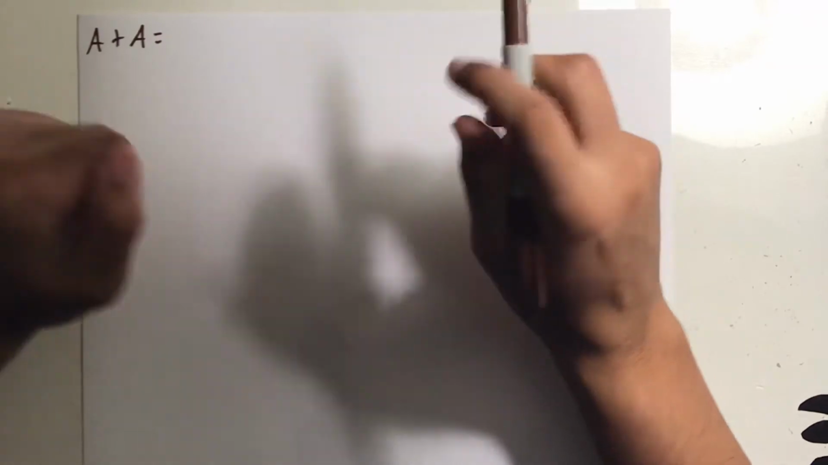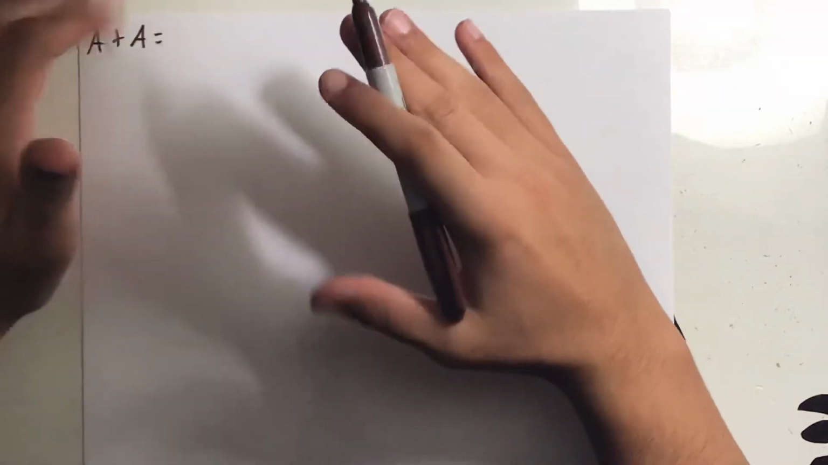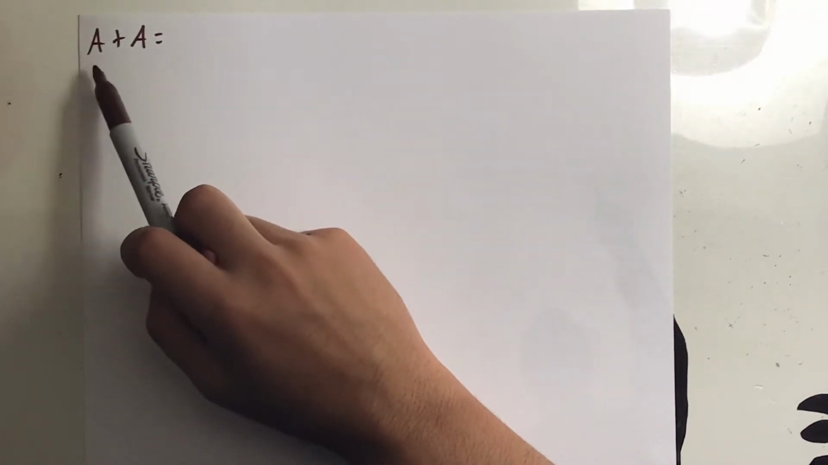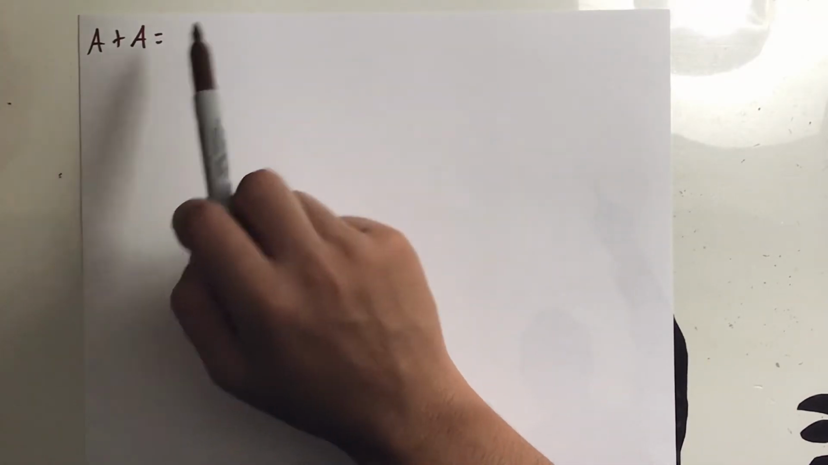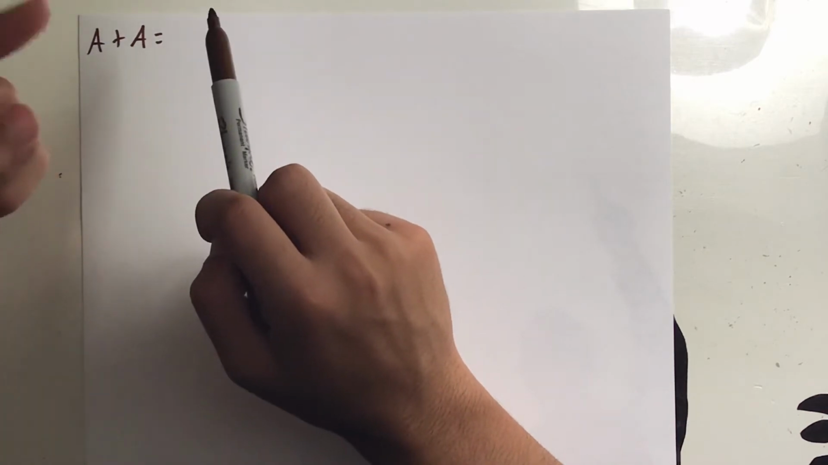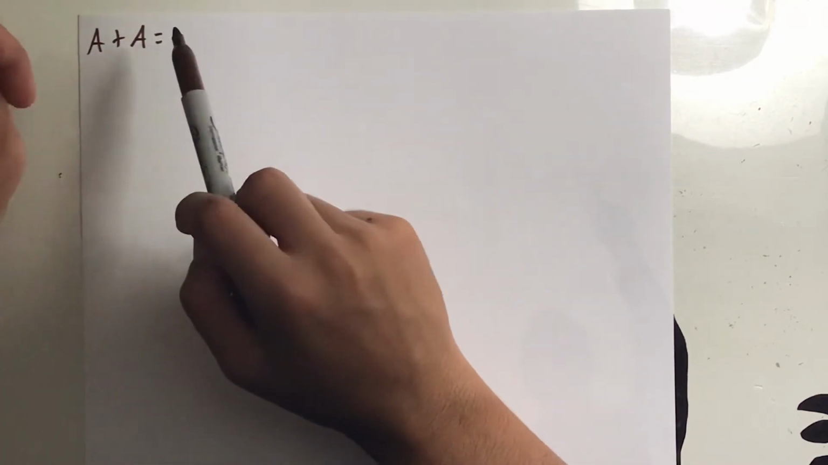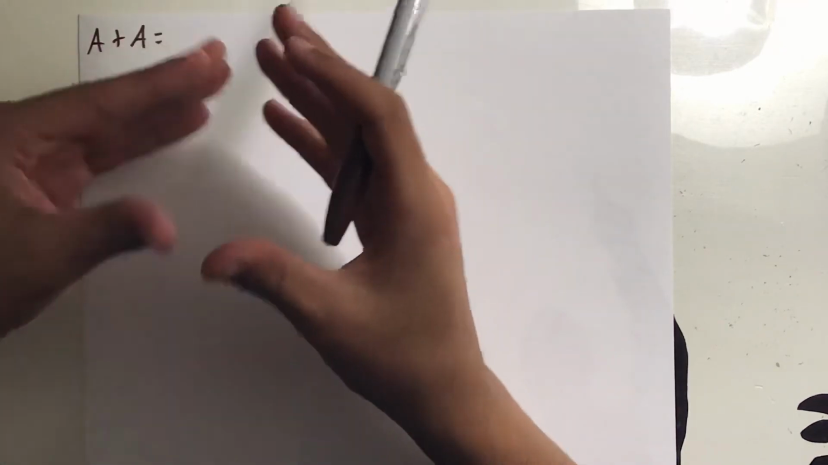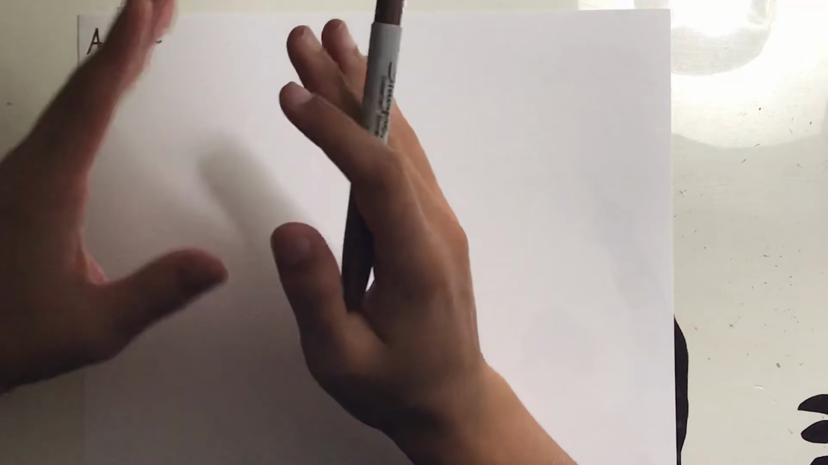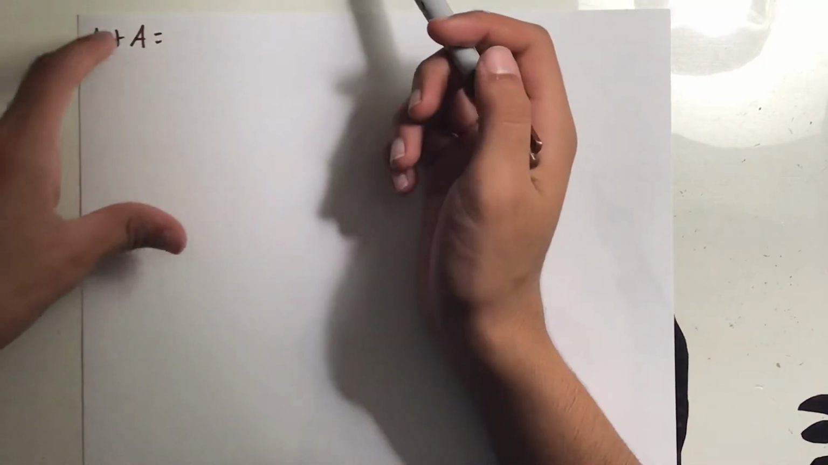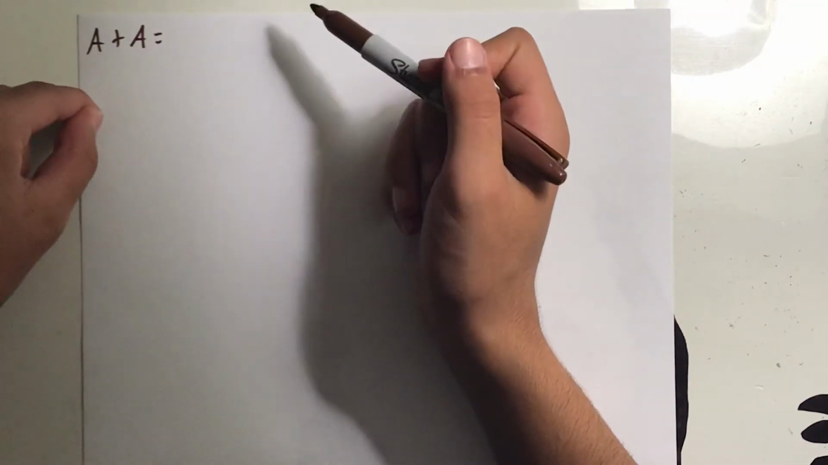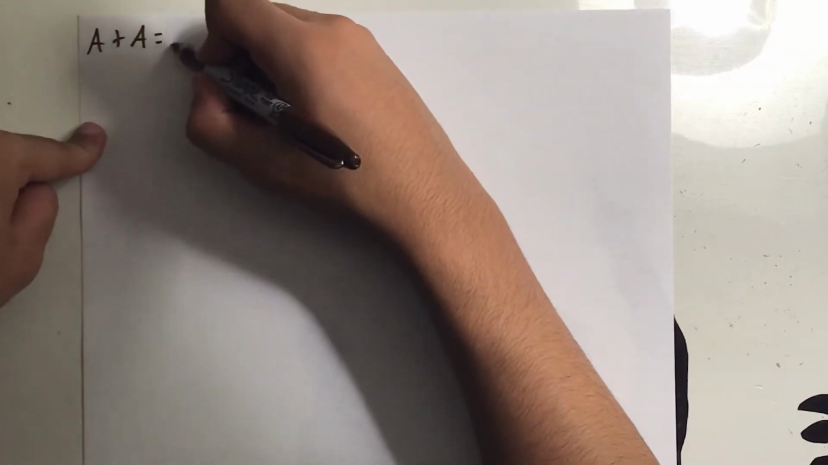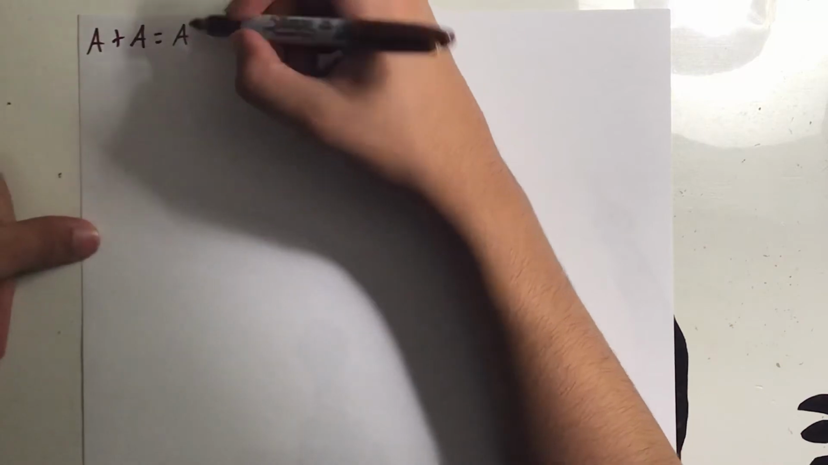Well, A could be anything. It could be true, it could be false. So let's say that A was true. That means true or true gives you what? True, right? As long as one thing is true, the whole thing is true. If it's false, false or false gives you false, right? They're both false. If everything's false in an OR, it's going to be false. But because they're the same variable, it's going to be whatever the variable is. So A plus A equals A. What if we add A times A?